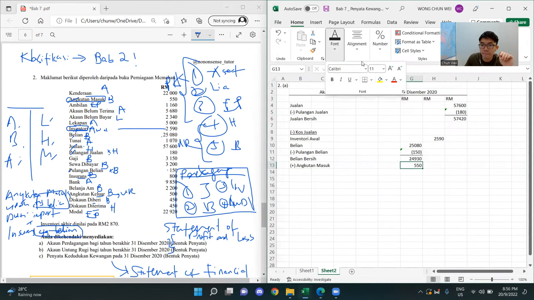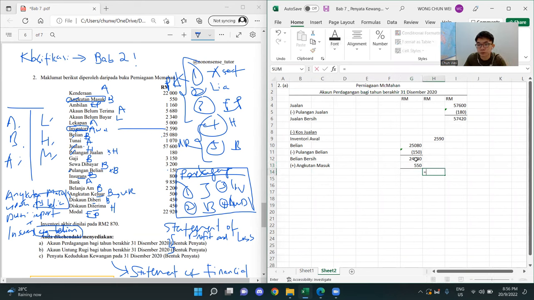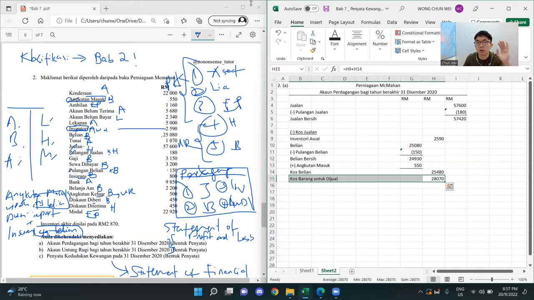Alright, so then you add them up. You put here. Okay, wait. Come check, check. So add this one. All right, then 24,930 plus 550, you get 25,480. This one we call it cost bullion. The next, after you get your cost bullion, you have to add now this one, inventory awal, plus your cost bullion. You get 28,070. This one we call it cost barang untuk dijual. So this sampai sini is the total cost or the things for the barang yang kita jual.